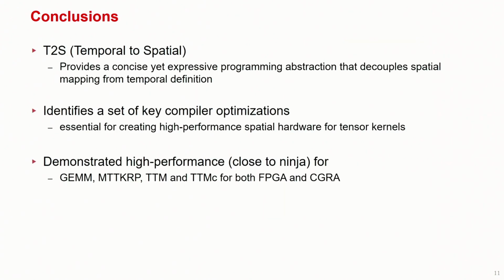And finally, to conclude, T2S provides a concise yet expressive programming abstraction that decouples spatial mapping from temporal definition. It identifies the set of key compiler optimizations which are essential for creating high-performance spatial hardware for tensor kernels. And finally, we demonstrated high performance for four different tensor kernels on both FPGA and CGRAs.